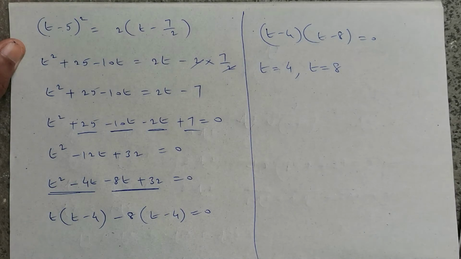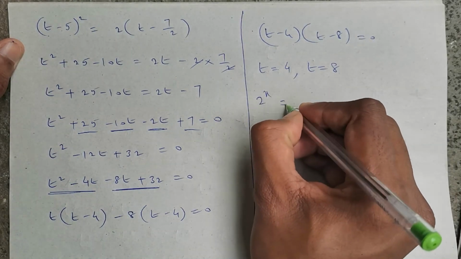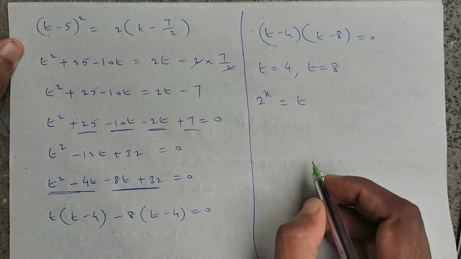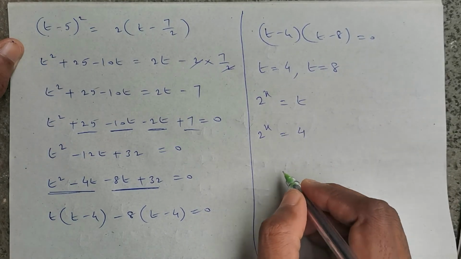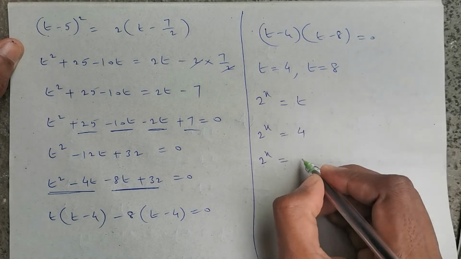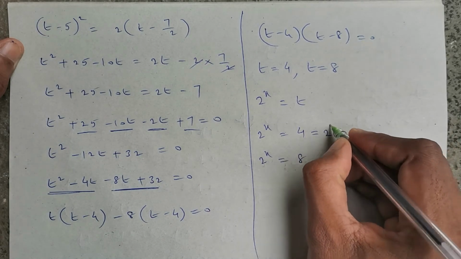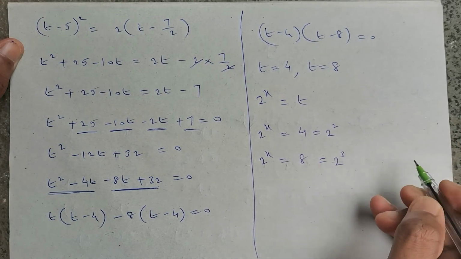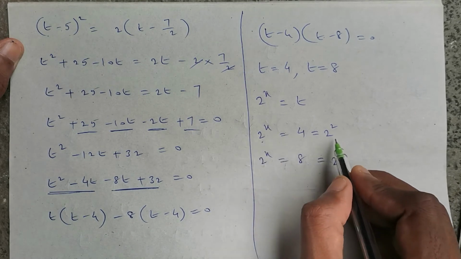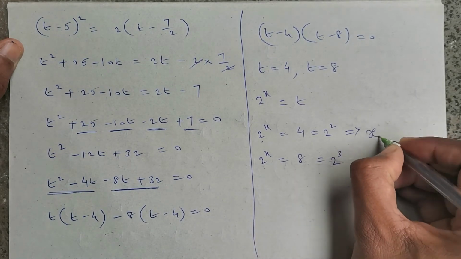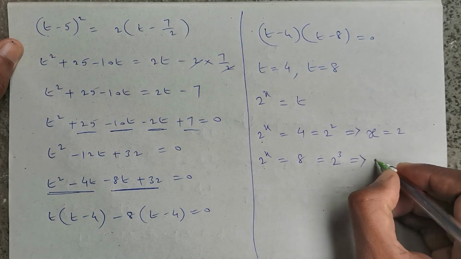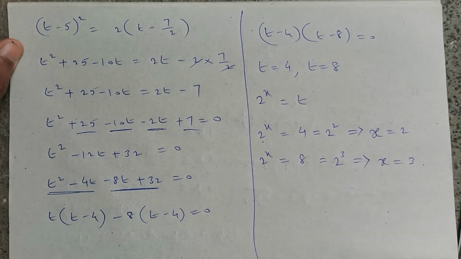But in the beginning we took 2 power x as t. So 2 power x equals 4 is one value, and 2 power x equals 8 is the other. This 4 can be written as 2 square, and this 8 can be written as 2 cube. So 2 power x equals 2 square, and 2 power x equals 2 cube. From this, x value is 2, and from this, x value is 3.